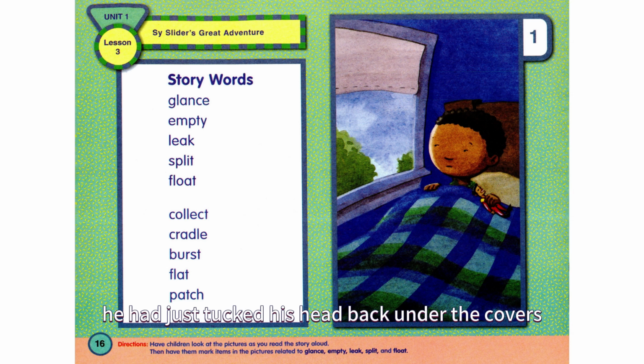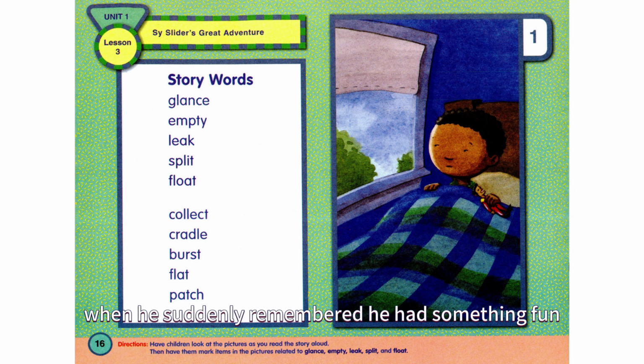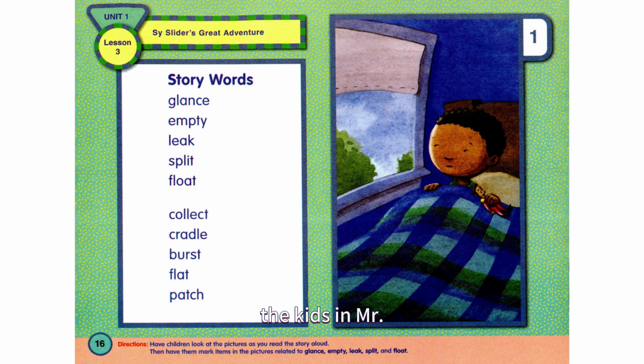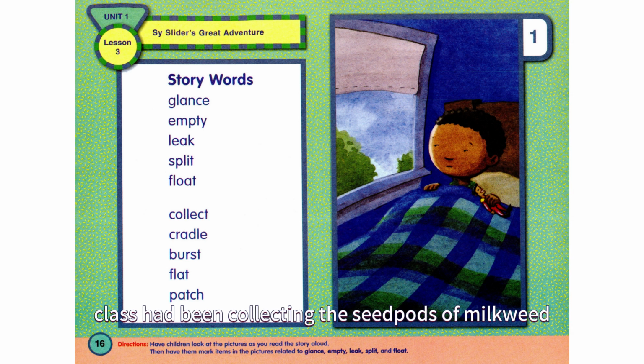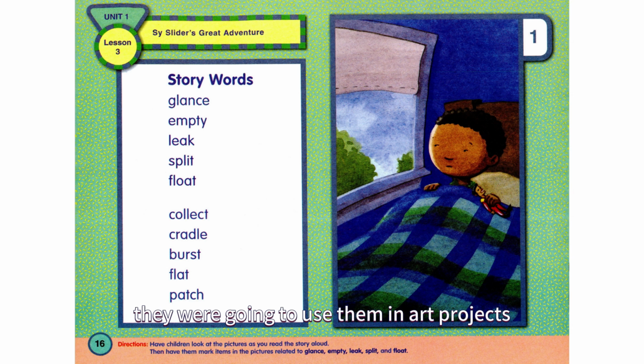He had just tucked his head back under the covers when he suddenly remembered he had something fun to do today. The kids in Mr. Chen's kindergarten class had been collecting the seed pods of milkweed plants. They were going to use them in art projects today. Jordan had a very cool idea about what he would make with his seed pod.